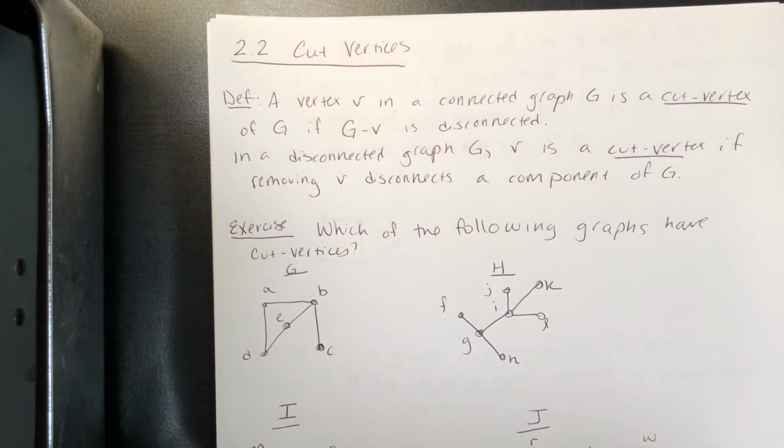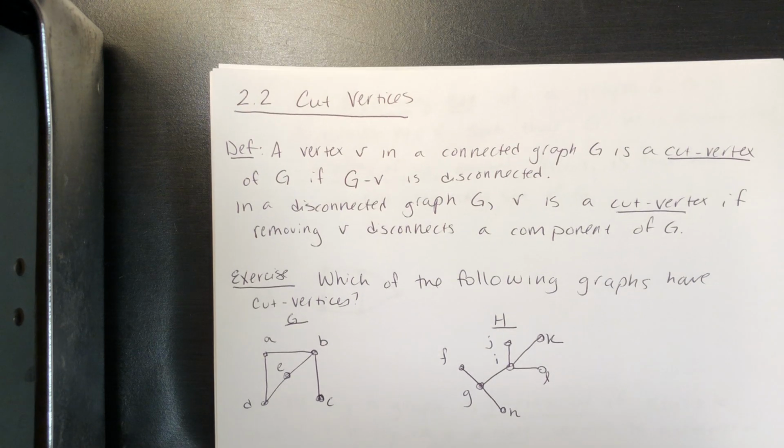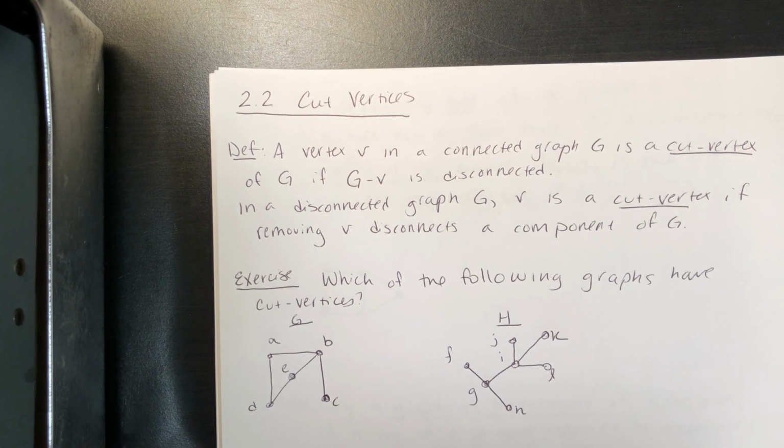In section 2.1, we talked about cut edges or bridges, and those were single edges that you could delete in a graph that would disconnect a connected graph. And in section 2.2, we talk about an analogous definition for vertices that you could delete to disconnect a graph. So if G is a connected graph, we say that a vertex V is called a cut vertex if G minus V is disconnected.